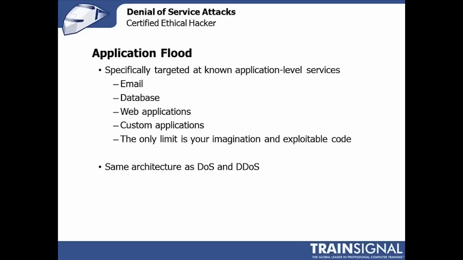Finally, the application flood. Consider at the application layer, there are very, very specific services that are available, like email services, database services. These are well-known services that have their own APIs, their own ports, different ways to communicate on the network. And an application flood is targeted at those specific ones. So it really could be just about anything that services on the network. Database, you know, SQL Server has its own port. Email has a small set of ports. Web apps typically have their own ports and so forth.